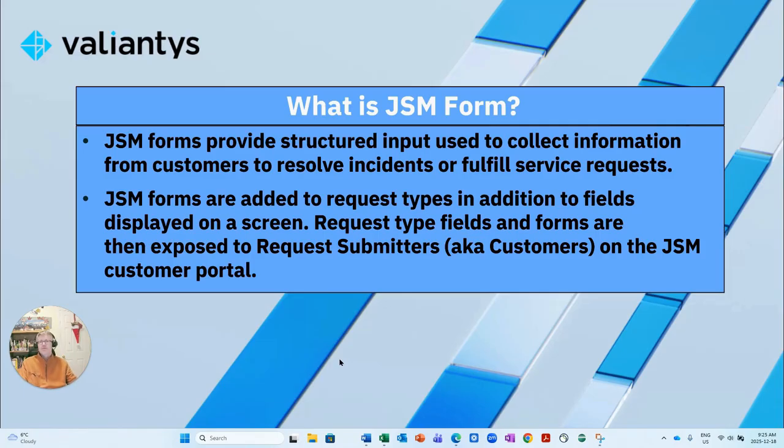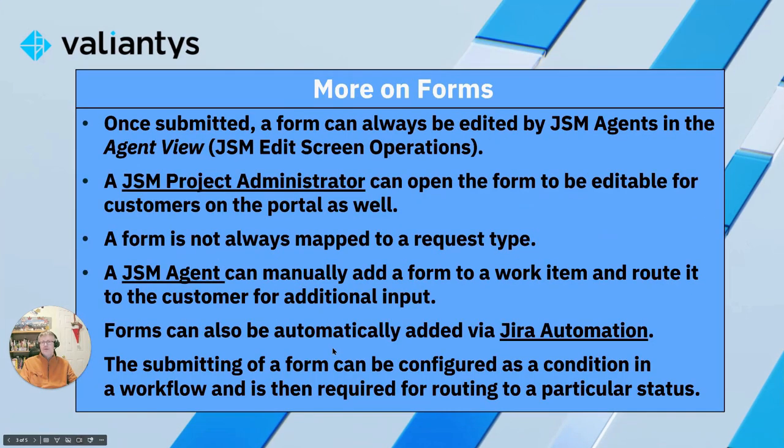Now, on a request type, of course, we are configuring particular fields. And when a form is added to a request type, essentially what the customer sees on the portal when they submit a new request is the combination of both the fields on the request type editor as well as the form. I covered this topic extensively in another video on our YouTube channel called Demystifying Forms in JSM. You can look for that video. Now, in this video, I want to cover a few additional topics which are really neat. So let's talk a little bit more about forms.